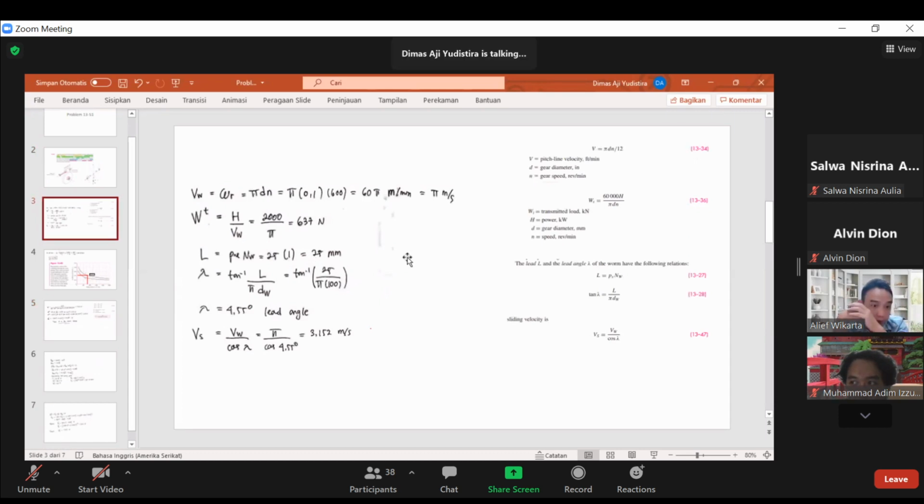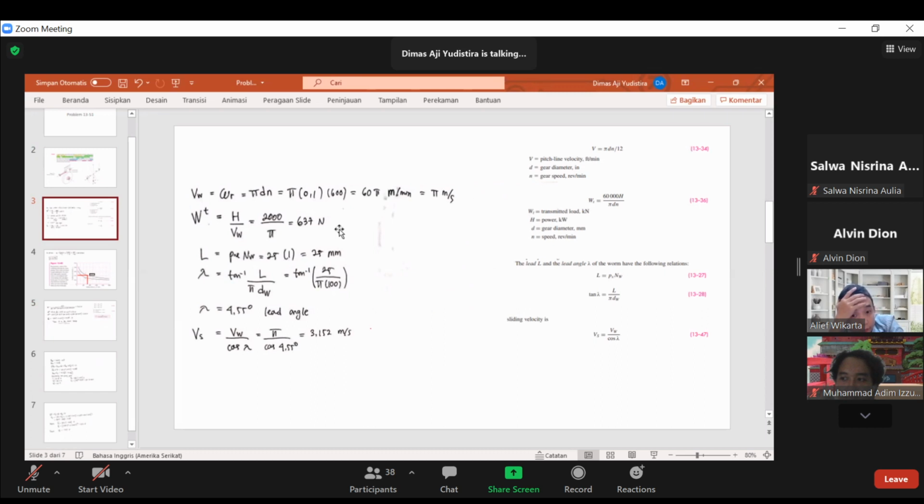First, we need to find tangential velocity with this equation, and find the tangential velocity is p meter per second. And then we need to find a transmit load with this equation and find the transmit load is 637 Newton.